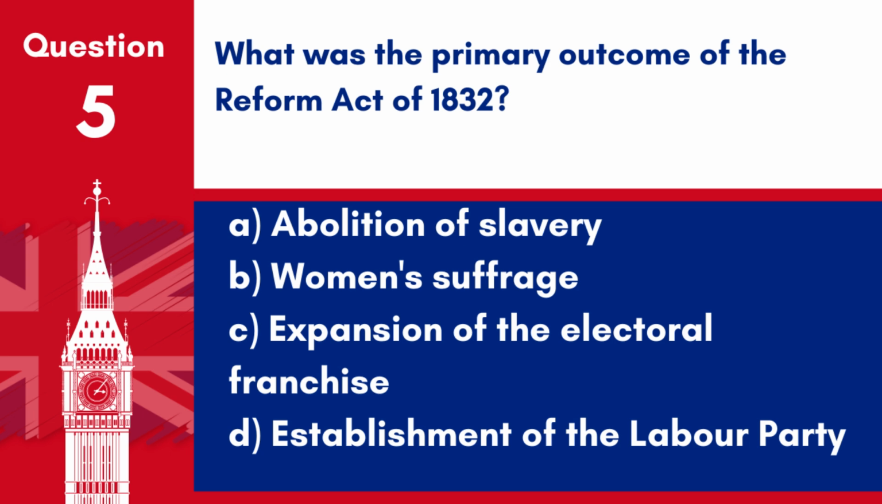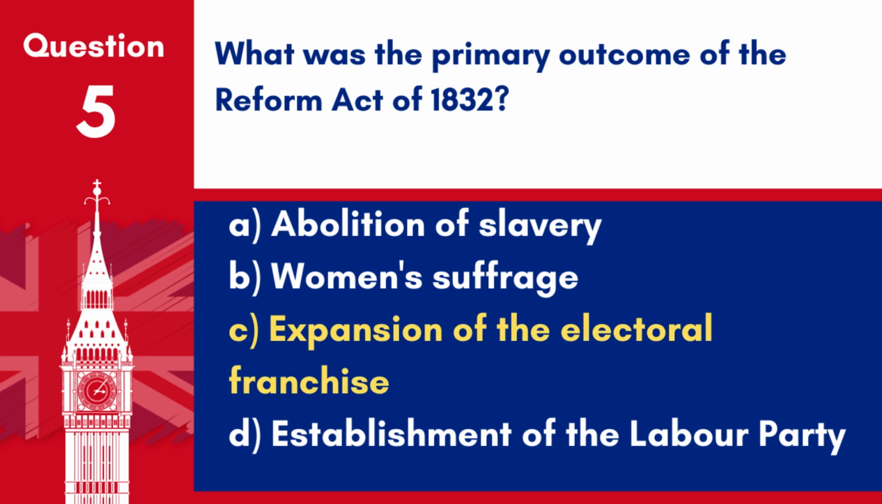Question 5. What was the primary outcome of the Reform Act of 1832? A. Abolition of slavery. B. Women's suffrage. C. Expansion of the electoral franchise. D. Establishment of the Labour Party.